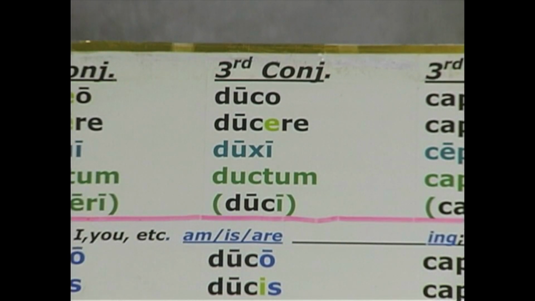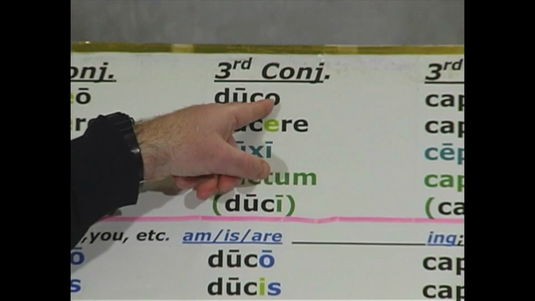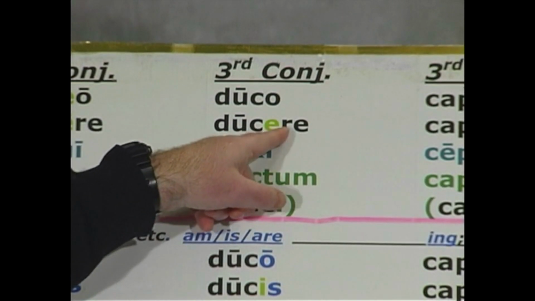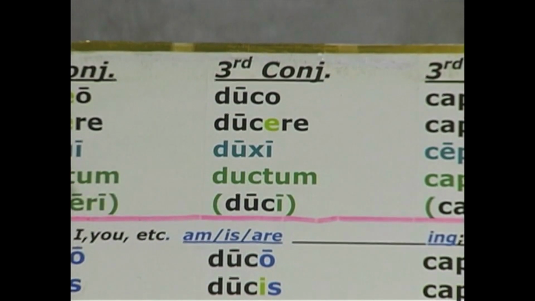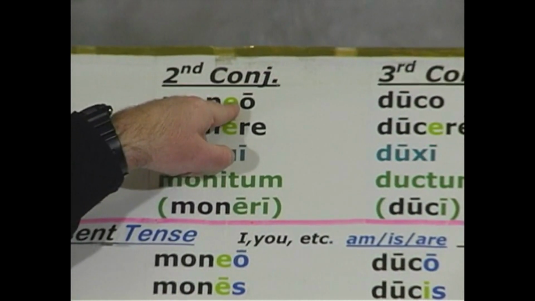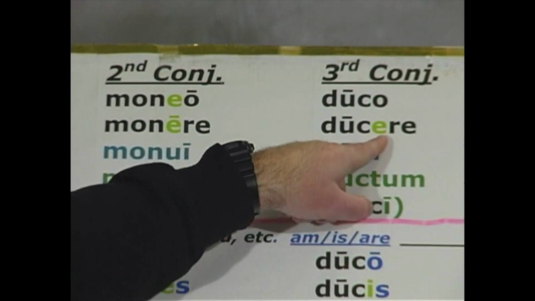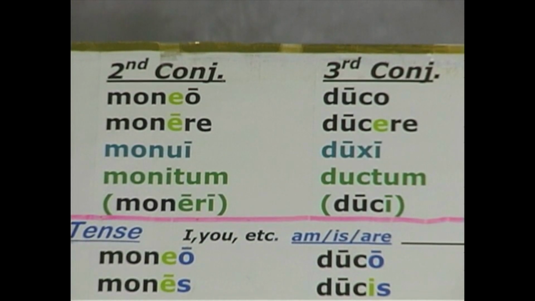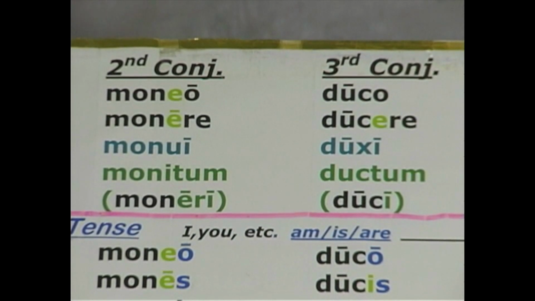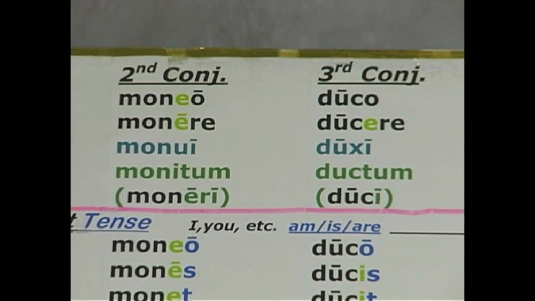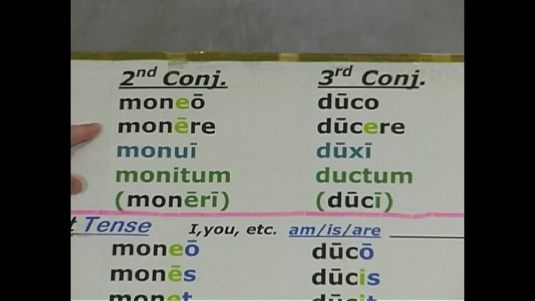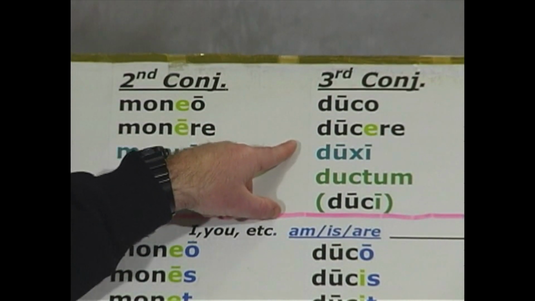How do you know that a verb belongs to the third conjugation? First of all, it has o in the first principal part, not eo. Simply o. And then the infinitive has ere. So it's easy to confuse second and third conjugation, but the difference is the eo in the first principal part indicates second conjugation. And this vowel in the third conjugation is a short vowel. This is pronounced ducere. It's not ducere. Do not pronounce it that way. It's ducere. That E is short. In contrast with this E, which is long, monere. So, moneo, monere, duco, ducere.